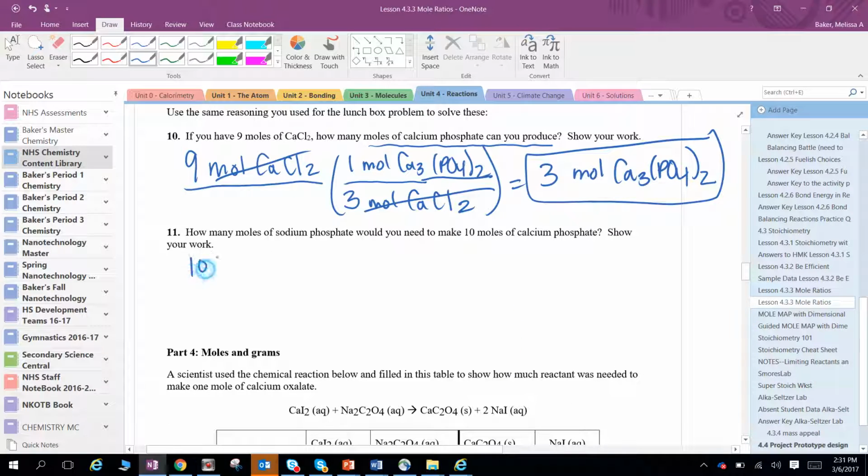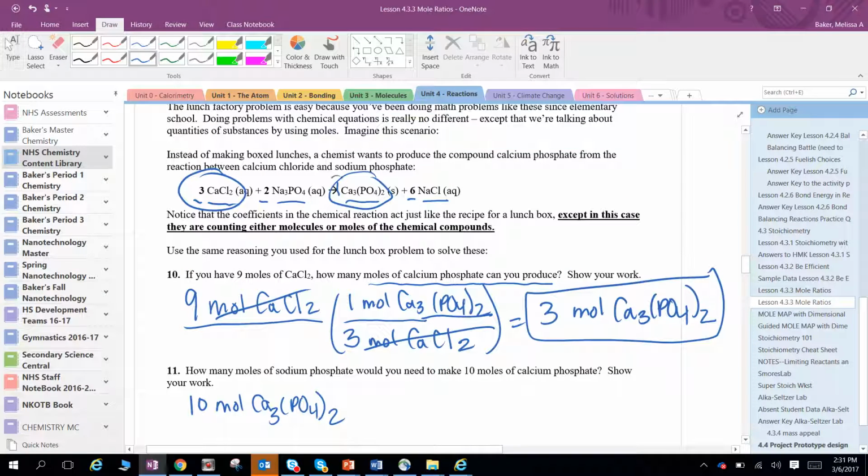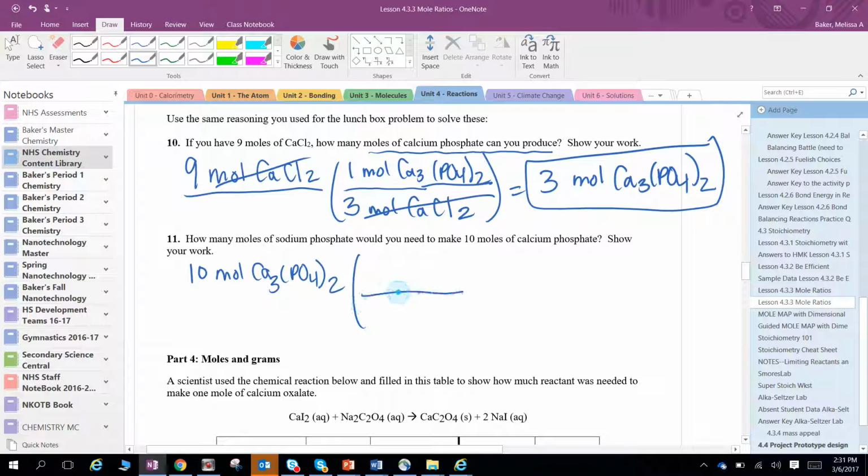Number 11, what if you've got 10 moles of calcium phosphate that you need to make? How much sodium phosphate are you going to need? Well, for every 1 mole of calcium phosphate, you need twice as much sodium phosphate. So let's write that out. Oops, I did this wrong. For every 1 mole of calcium phosphate, you need 2 moles of sodium phosphate.